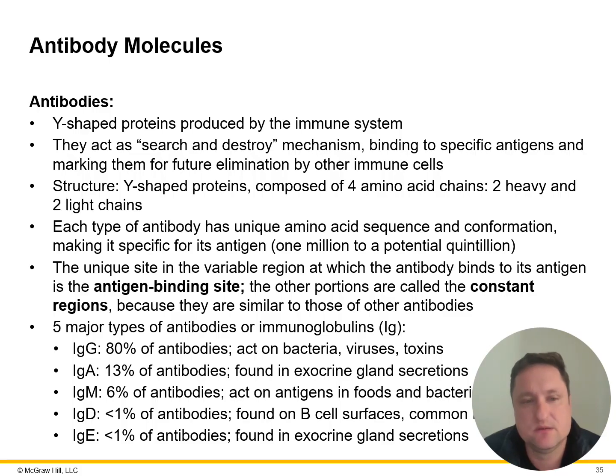IgD, okay, less than 1%, sits on B cell surfaces as a receptor, especially important in early life for B cell activation. And then finally, we have IgE. Okay, these bind to mast cells and basophils, and they are essential for allergic reactions and defense against parasites. They trigger histamine when cross-linked by antigens.